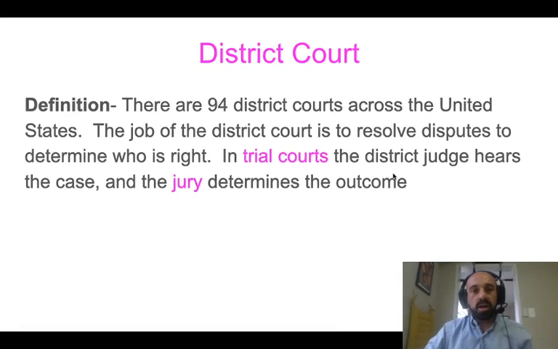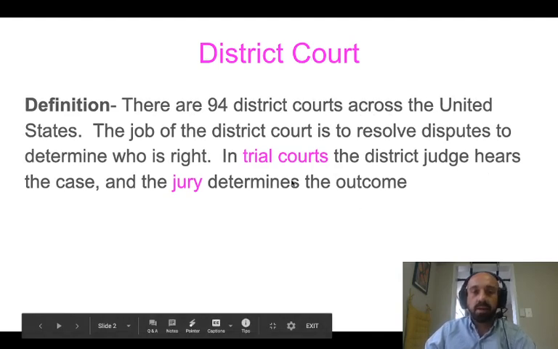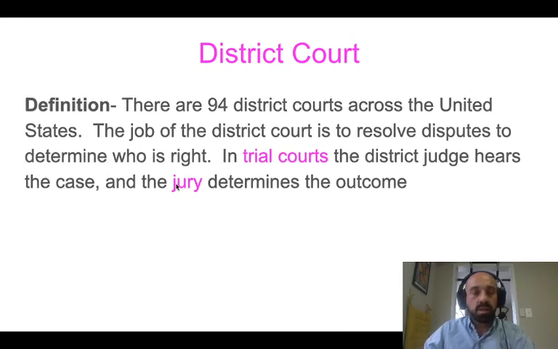so first we're going to talk about the federal court system. And in the federal court system, there are 94 district courts across the United States. And the job of the district court is to resolve disputes, to determine who is right. In trial courts, the district judge hears the case and the jury determines the outcome.